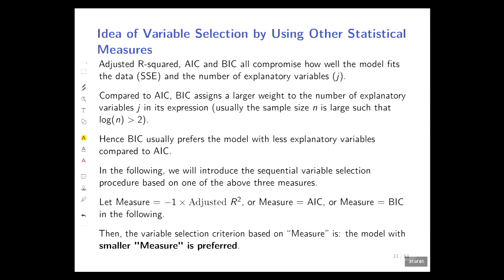So let's proceed, and you can ask more questions, because I'm going to repeat something from the previous lecture. In conclusion, these three measures all balance the goodness of fit, that is the sum of the squared error, and the number of the variables. The difference between AIC and BIC is that for BIC, the number of the variables is more important because it assigns a larger weight. So usually BIC selects the model with fewer variables.